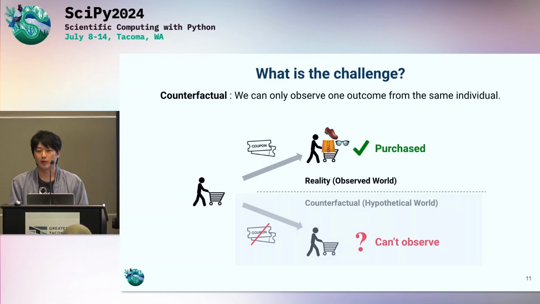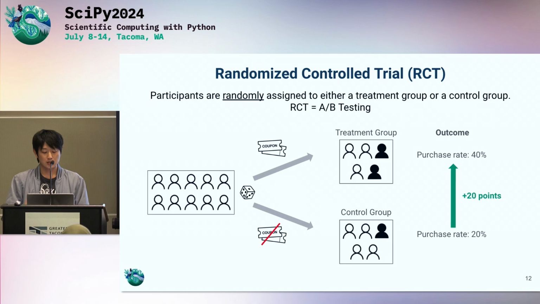So you might be wondering, why don't we just do A/B testing? Yes, you're right. A/B testing is the gold standard for answering causal questions. In the context of causal inference, we call it randomized controlled trials, or RCT. So in this talk, I will refer to it as RCT.